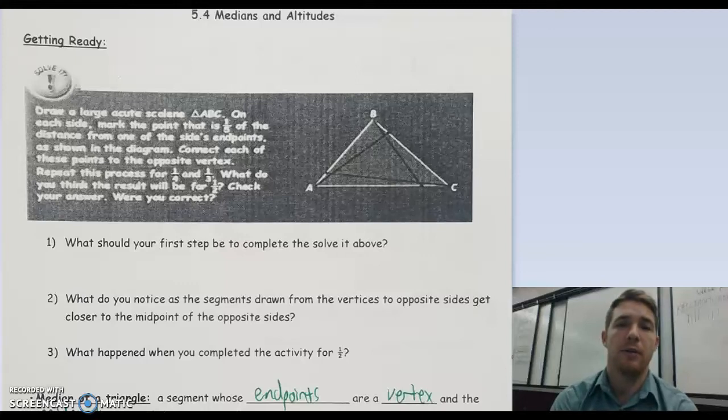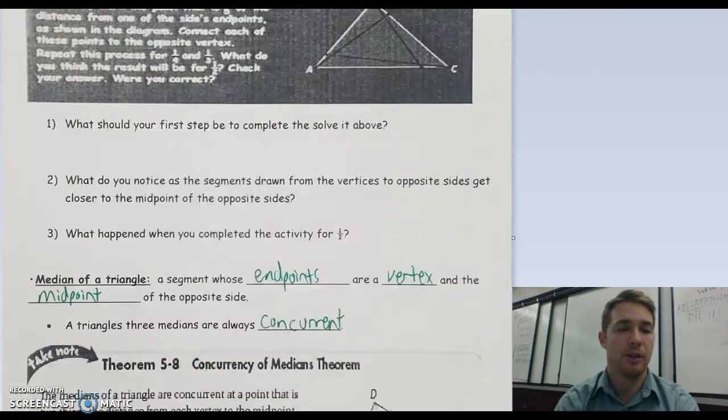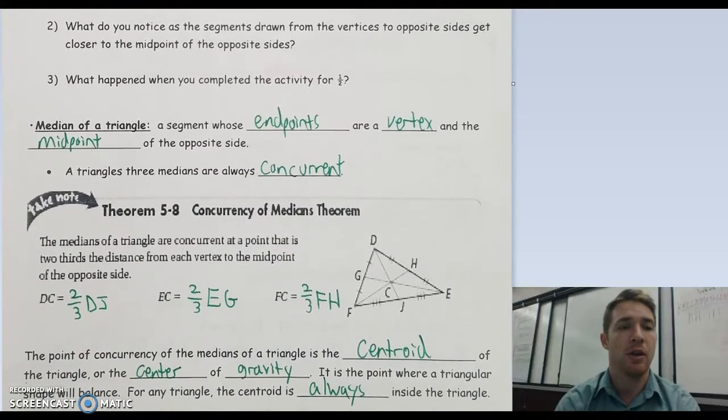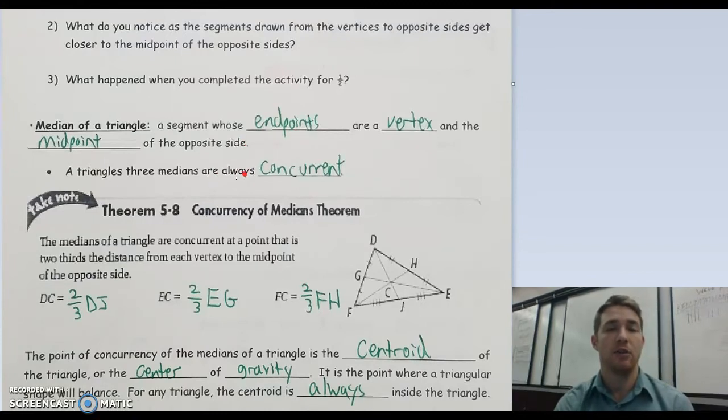So we left off talking about a few ways that we can think of segments inside of triangles, and we're adding some in 5.4, and we're talking about medians and altitudes. Let's skip down to the definition of what we mean by a median. A median of a triangle is a segment whose endpoints are a vertex of the triangle and the midpoint of the opposite side. A triangle's three medians should always be concurrent.